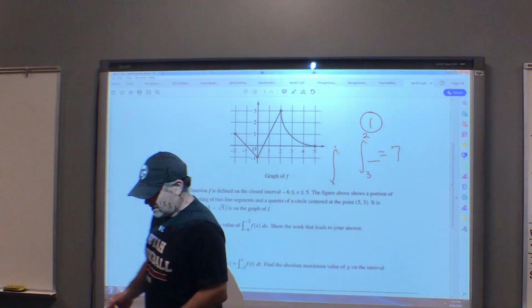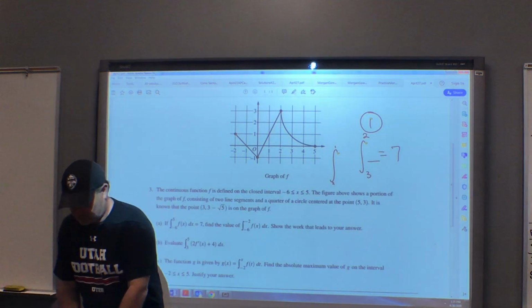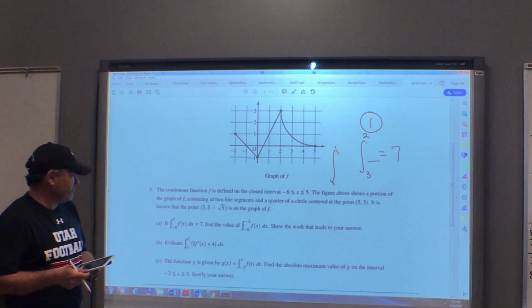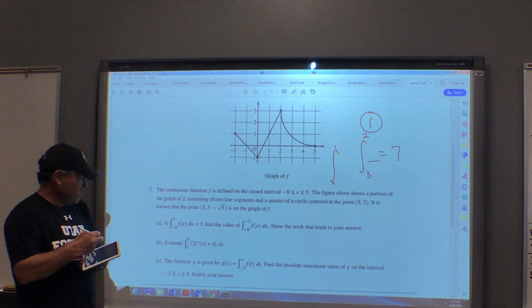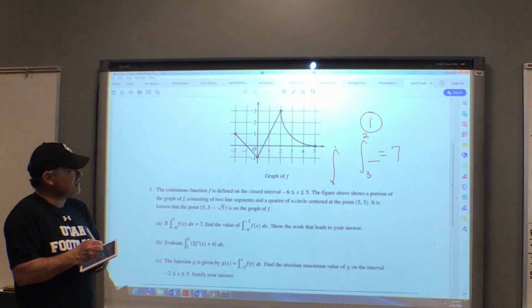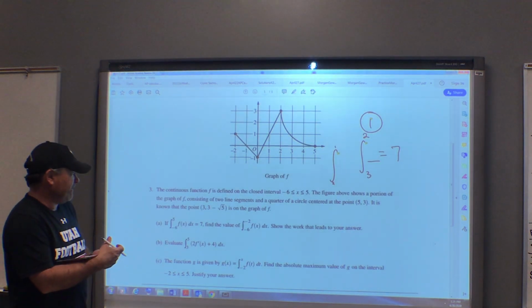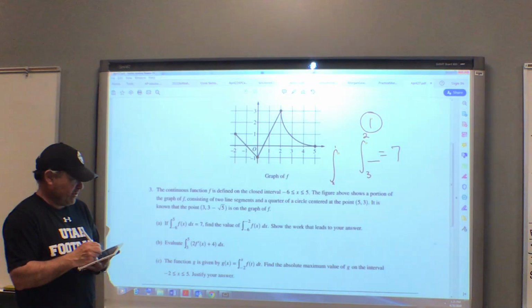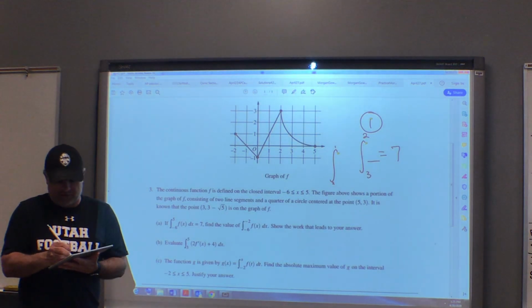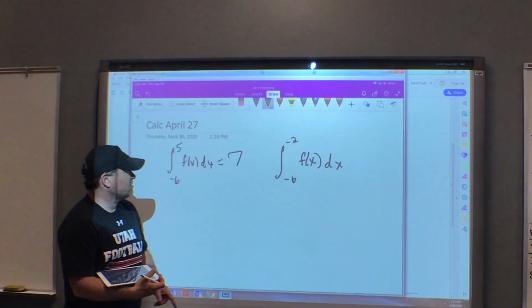I'm going to do some setup stuff here. This is going to swing over to my iPad in a minute so that I can also post this. So anyway, we write some stuff down. We know that the integral from negative 6 to 5 of f of x dx is 7, and we are searching for the integral from negative 6 to negative 2 of f of x dx.